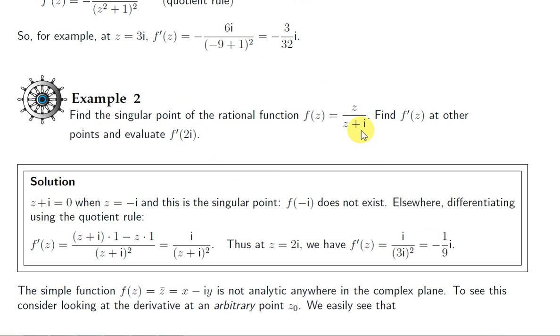Let's get the derivative of this function. Well, we can use the quotient rule here. We don't have a constant on top, so I won't use the chain rule. We have u over v, where v is z plus i, so we have v, z plus i, times du dz. Let's differentiate z to get 1, minus u, which is z, times the derivative of z plus i, which is 1, all over v squared, where v is z plus i.